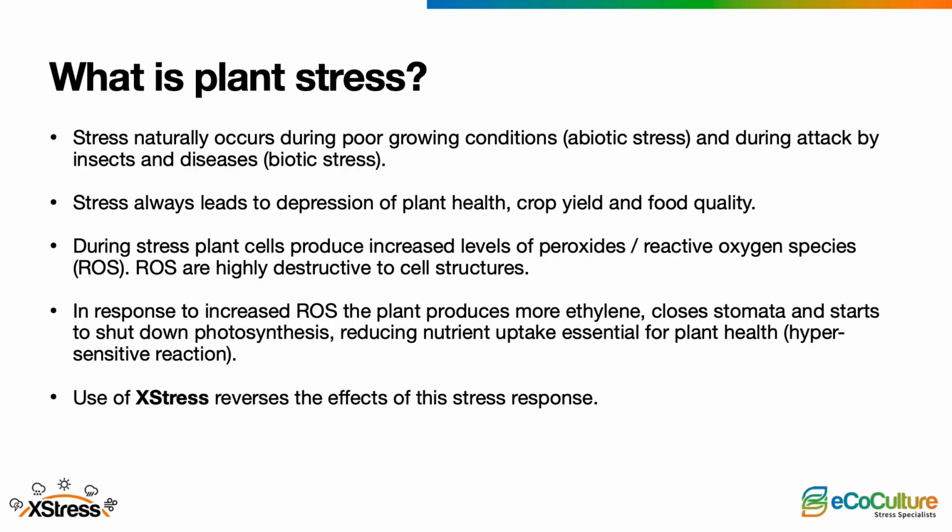What is plant stress? Stress naturally occurs during poor growing conditions, abiotic stress, and during attack by insects and diseases, biotic stress. Stress always leads to depression of plant health, crop yield, and food quality. During stress, plant cells produce increased levels of peroxides, reactive oxygen species, ROS. ROS are highly destructive to cell structures.